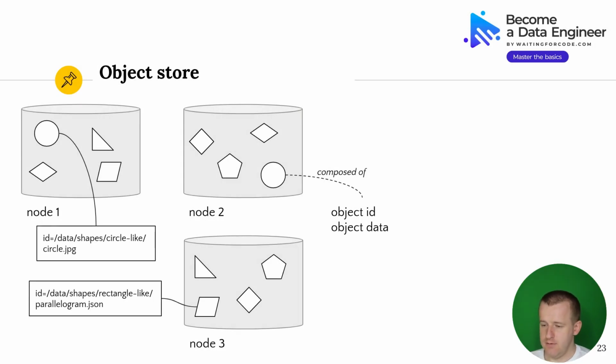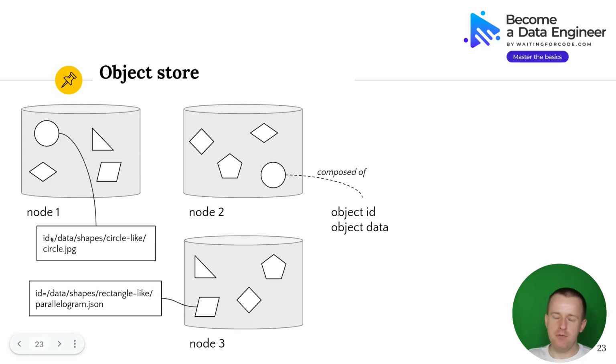And as an alternative to them, which is very popular nowadays on the cloud, are object stores. So an object store is not a block-oriented distributed file system. Why? Simply because when you give some directory location to the files, like for example here we have data shapes circle, like circle.jpg, then the data will not be stored in data shapes circle-like directories. So if you want to read only circle-like files, you will not be able to go into this subdirectory directly.